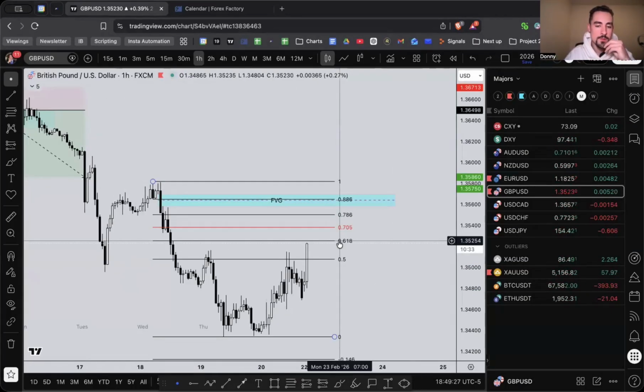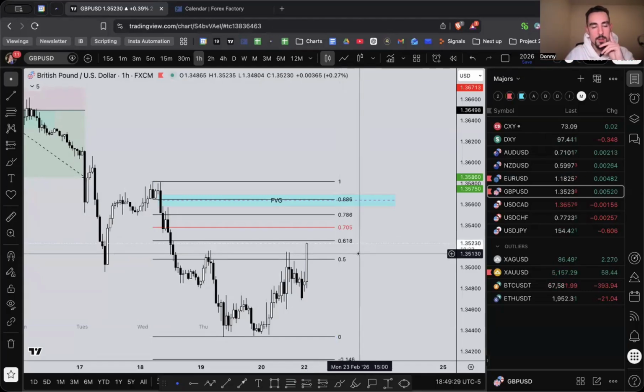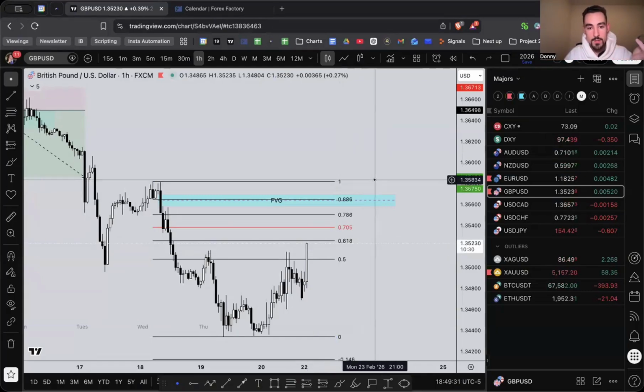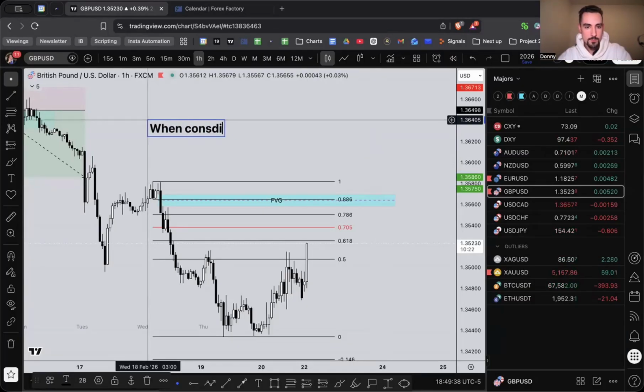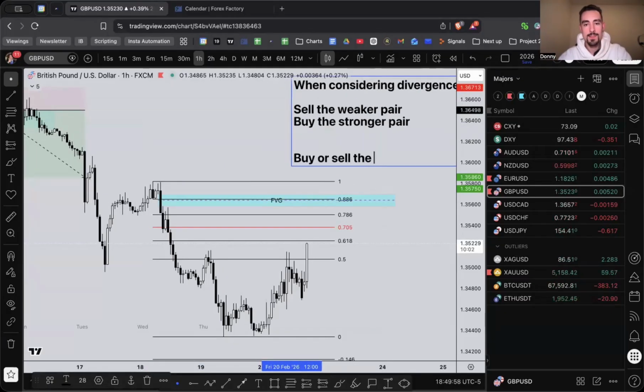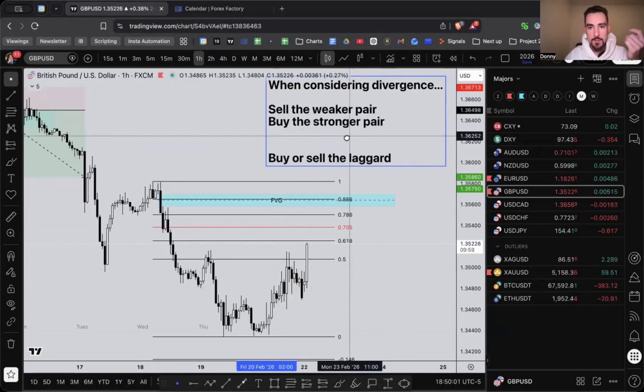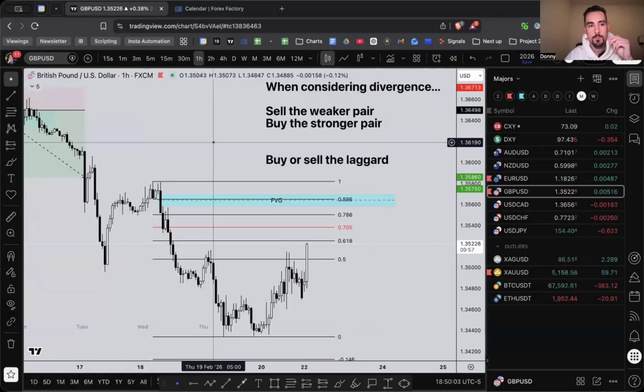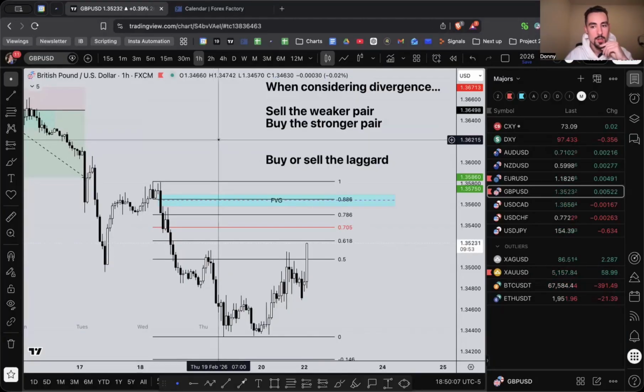Another point with divergence or pair correlation, write this down. I hope you guys are taking notes on this. When considering divergence, you want to sell the weaker pair and buy the stronger pair. Number two, buy or sell the laggard. What that means is basically the pair that is slower in approaching the point of interest.